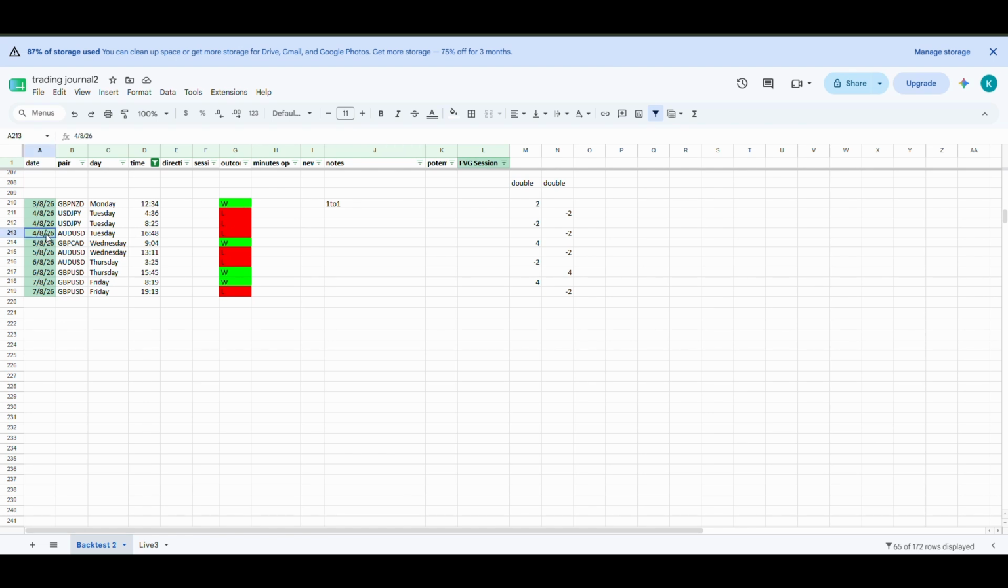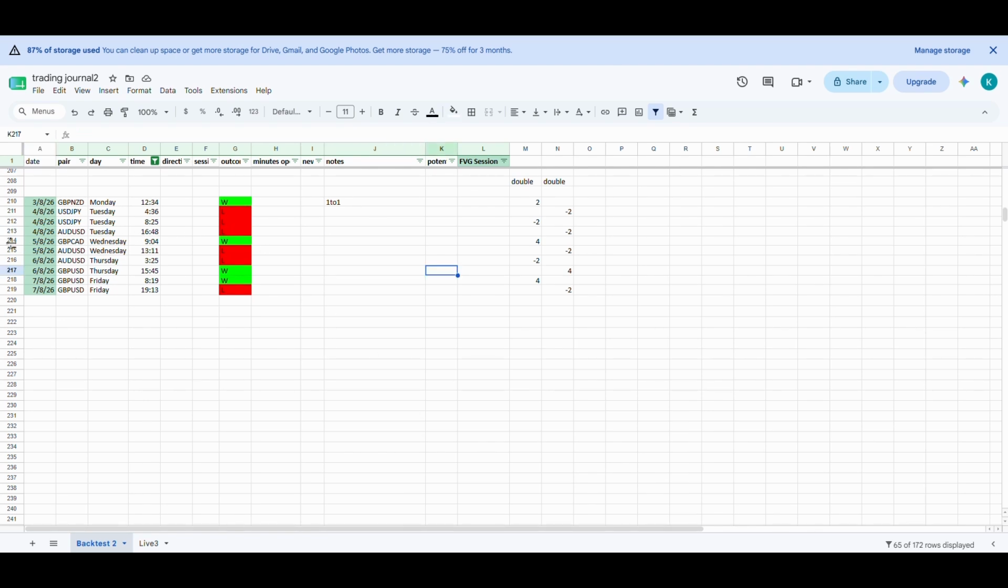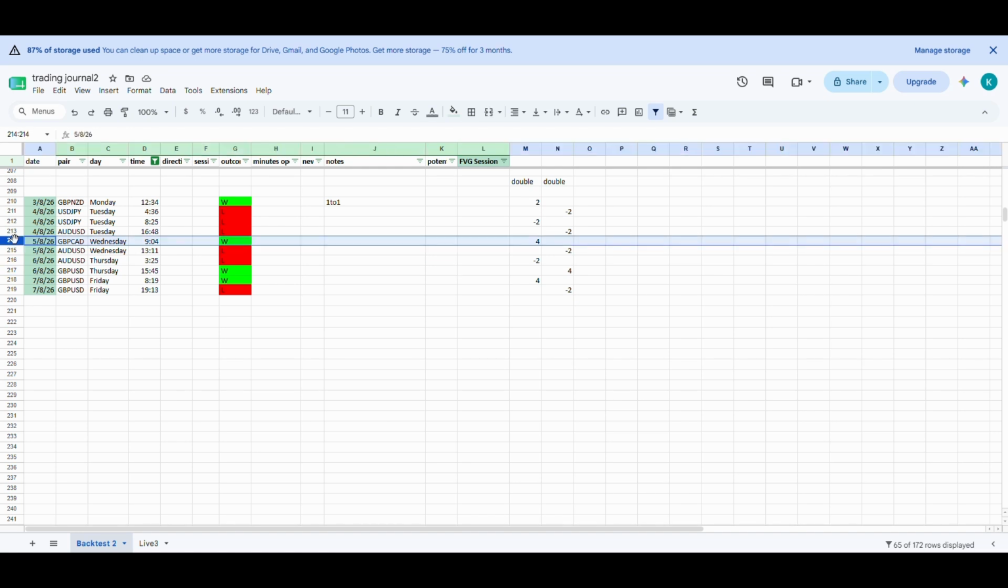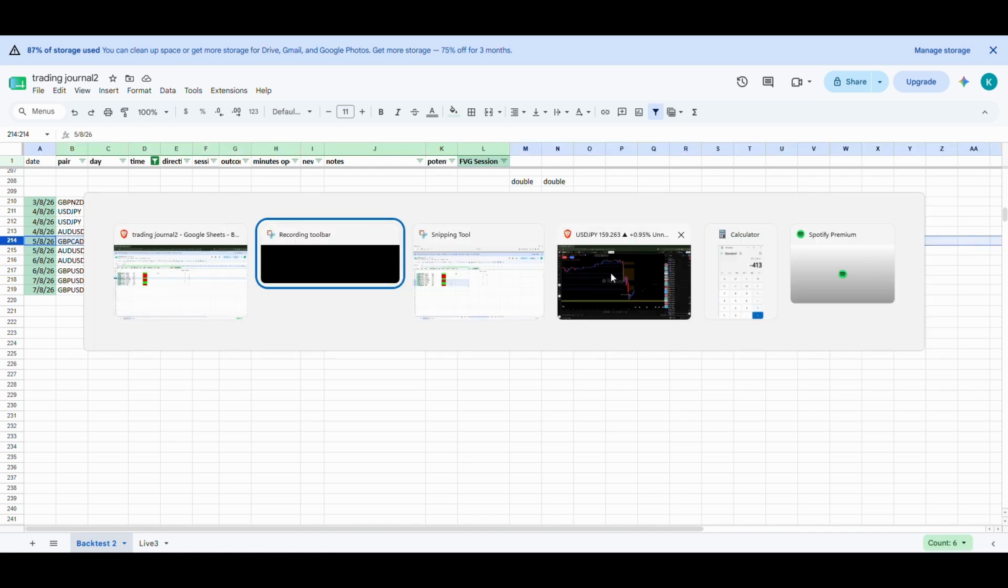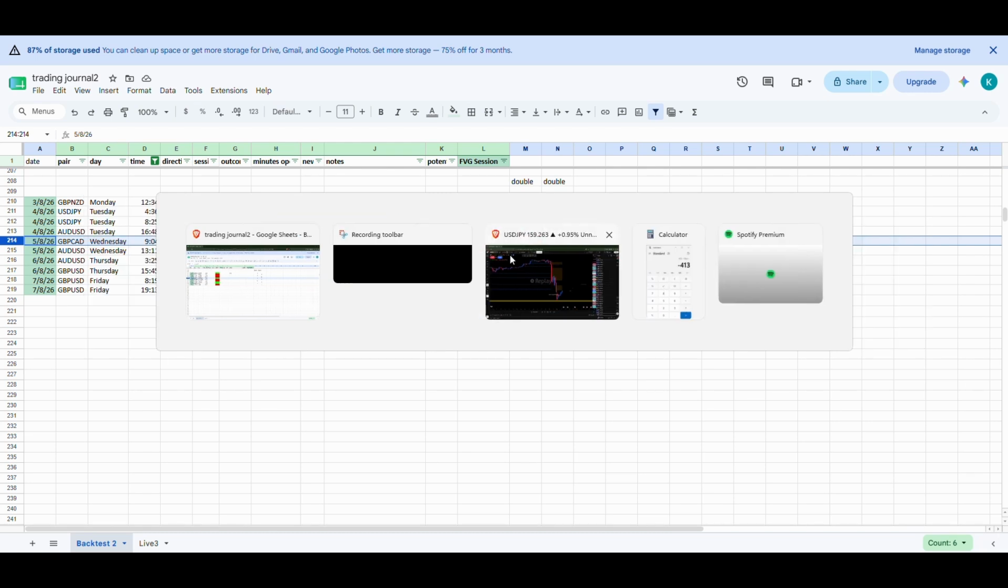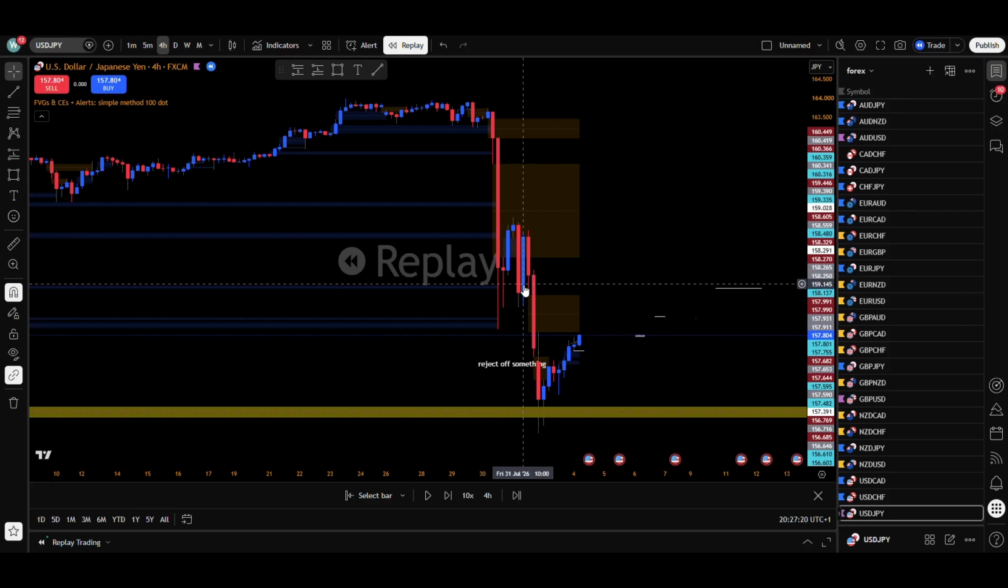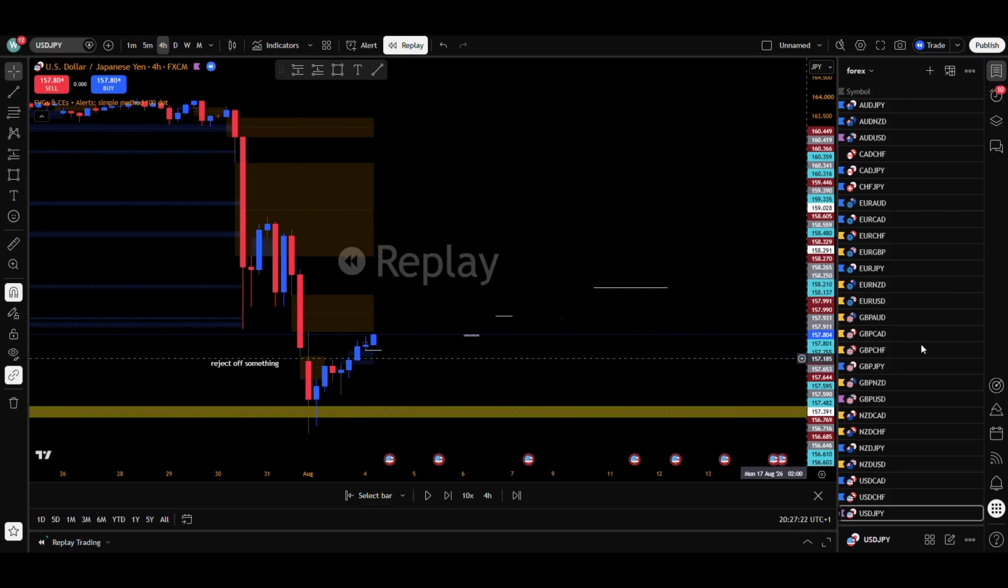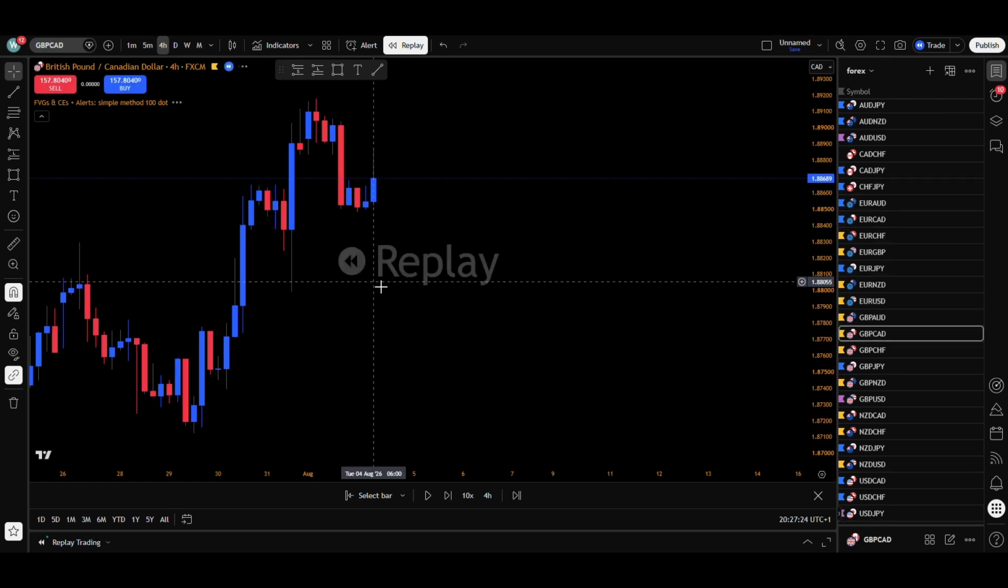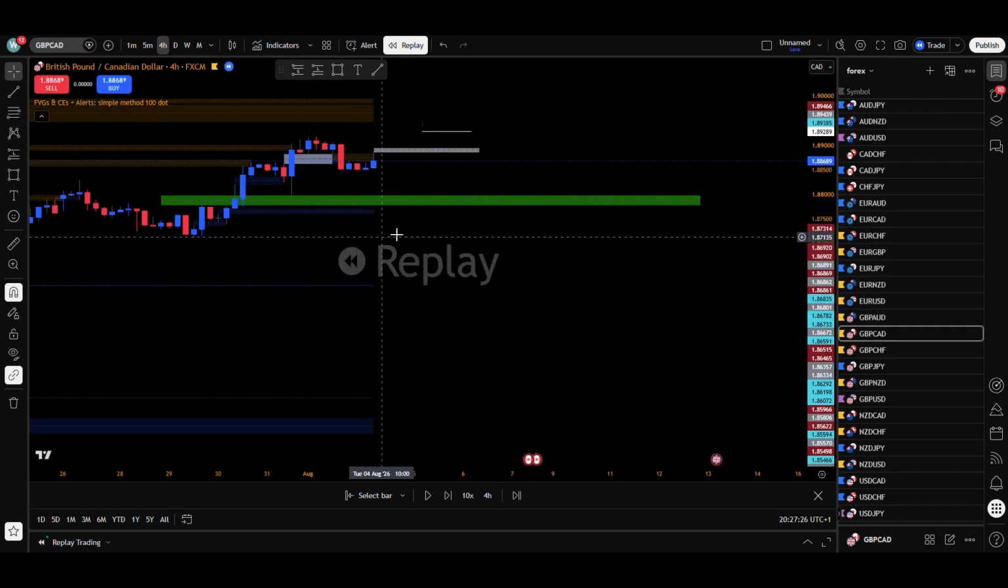Lost another one on ADUSD, and so gotta go over the last one. GBP CAD on the 5th of August. So get rid of that. 5th of August. GBP CAD. 5th of August. Course the 4th.